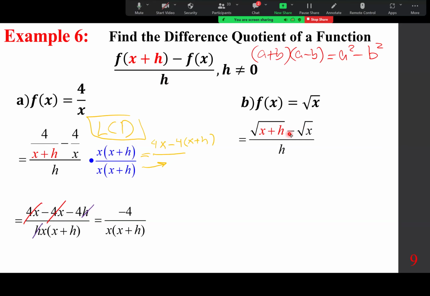So the conjugate of the numerator: negative changes to positive. You not only multiply by it, also divide by it. The reason you do that is because this expression is equal to 1, everybody.